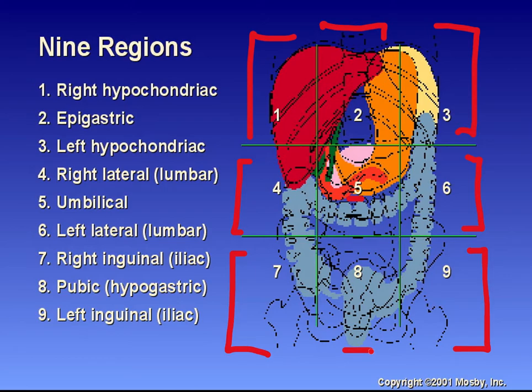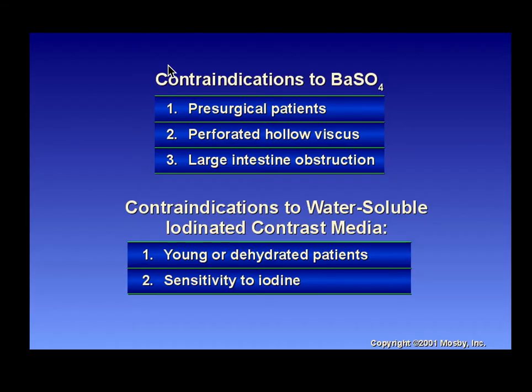So know those as well as not only the 4 but the 9, what is mostly in them, what lies within them, and how to break a question apart if you're asked for something within the 9 regions when compared to the quadrants. So contraindications to BaSO4 is a pre-surgical patient, a perforated or hollow viscus, and a large intestine obstruction. So barium is going to be a contraindication when we're looking at these 3 as possibility.